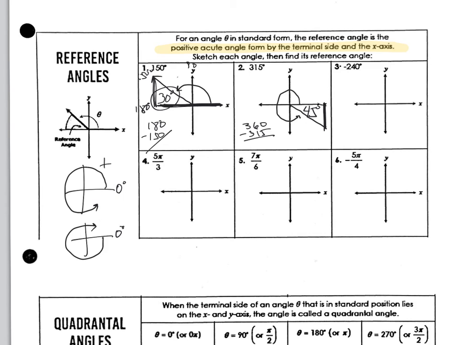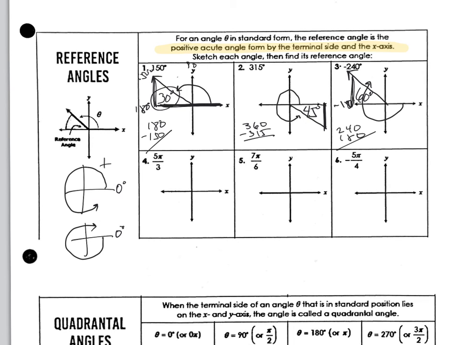Now, negative 240. So when we go negative, we just think of this as negative 180. So we're going to go past that. So now we're truly thinking, well, what's the space between 240 and 180, which is 60 degrees, right? Because this is the triangle that we're looking at.